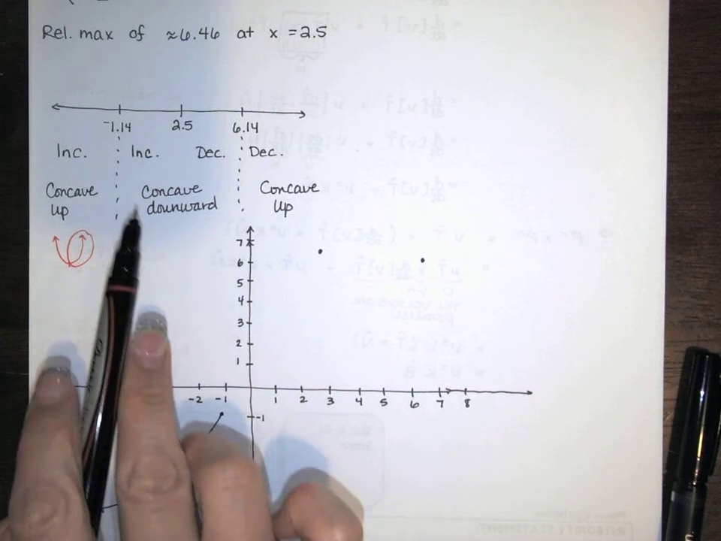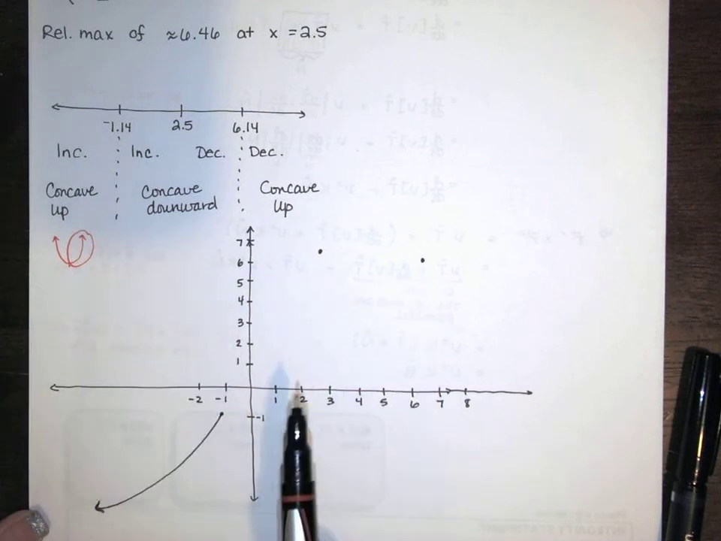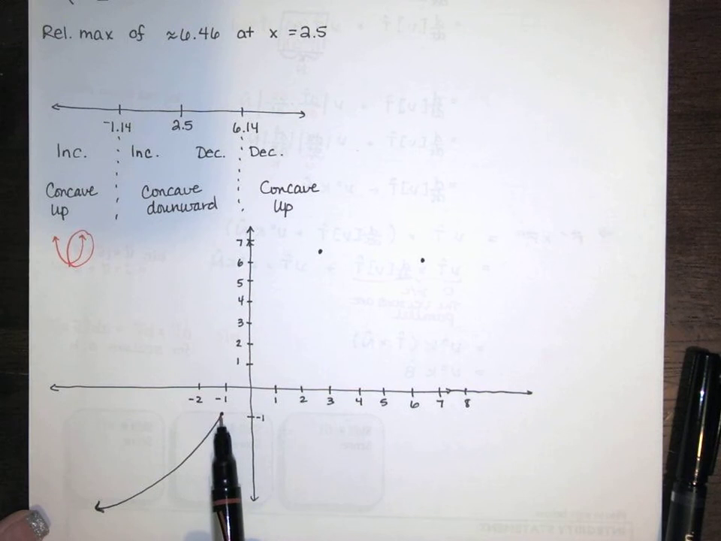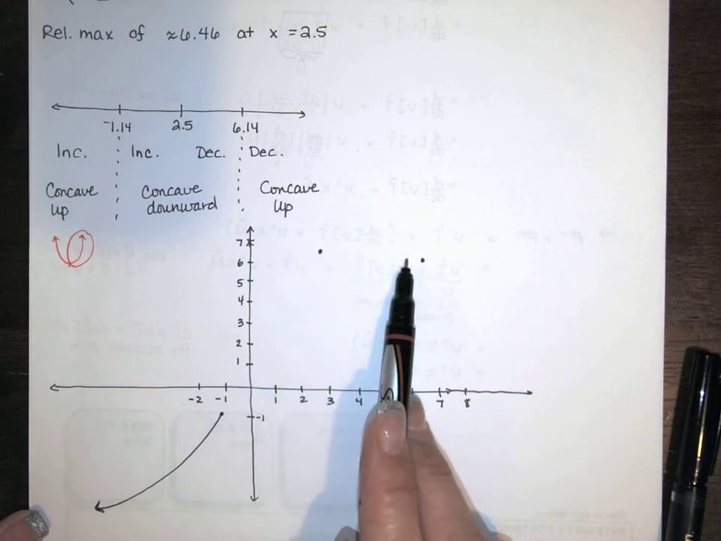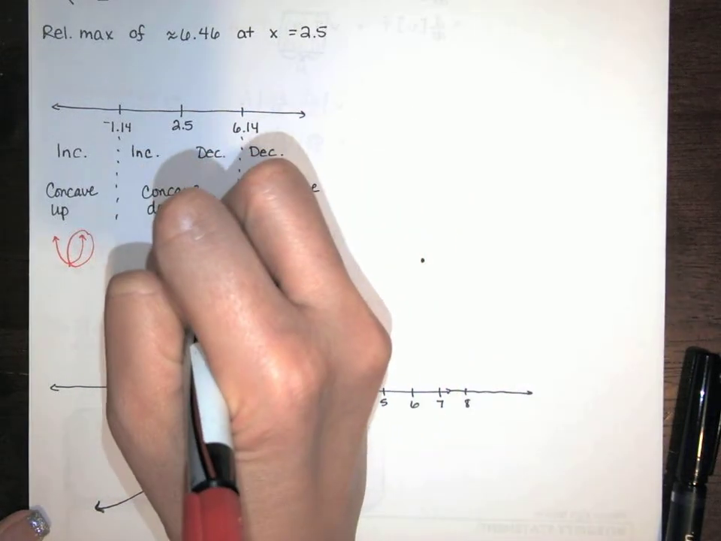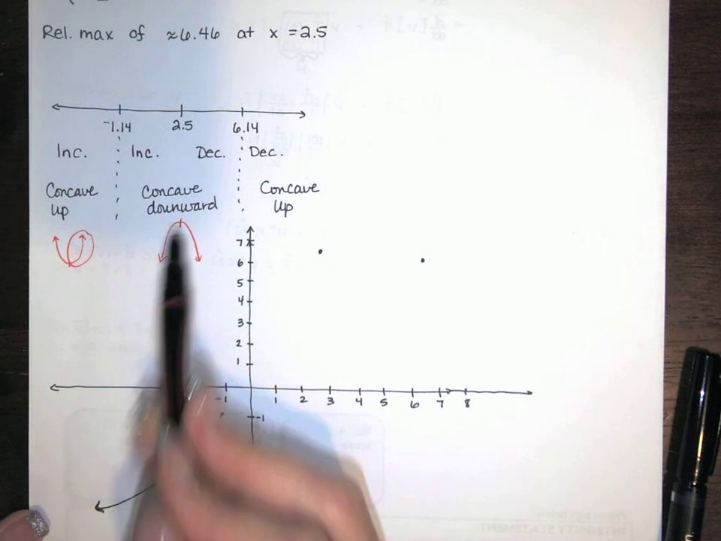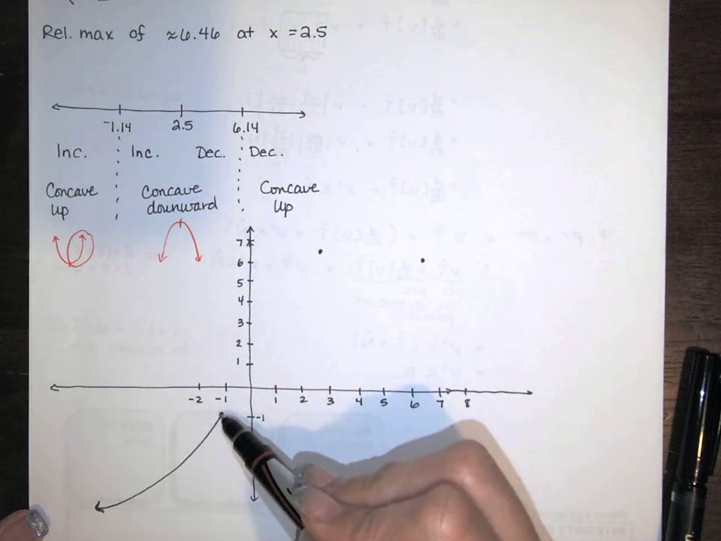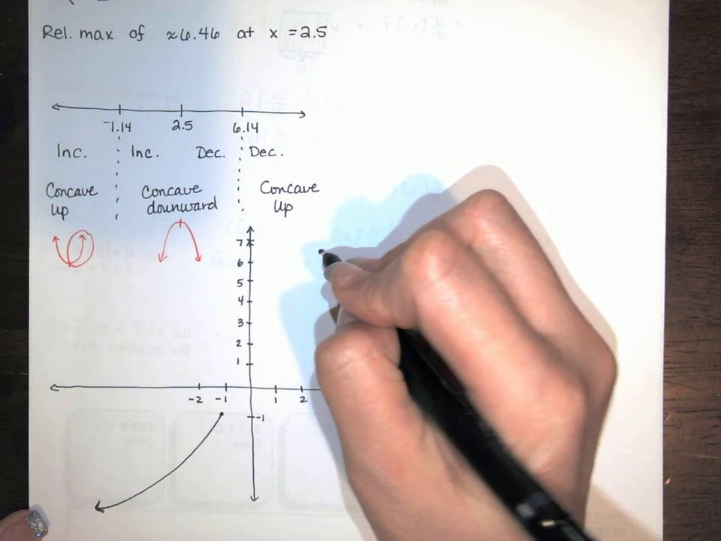Now on this interval, from this point of inflection to this point of inflection, the graph is concave downward. It's increasing and concave downward on this side and decreasing and concave downward on this side. So concave downward graphs look like this, and that change happens at 2.5. So it's increasing and concave downward until I get to right there.